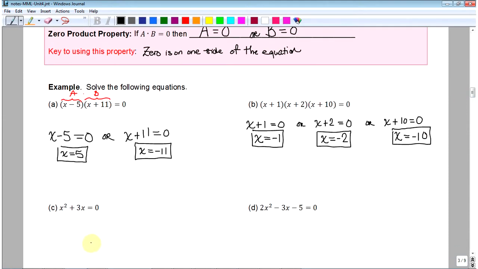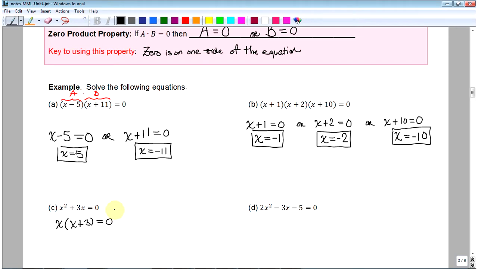Okay, moving on to part C. Well, in this problem, I have 0 on one side of my equation, but my expression is not factored. The zero product property only works if I have a product. So on the left, I notice that I can factor out an x, leaving me with x plus 3 in parentheses.